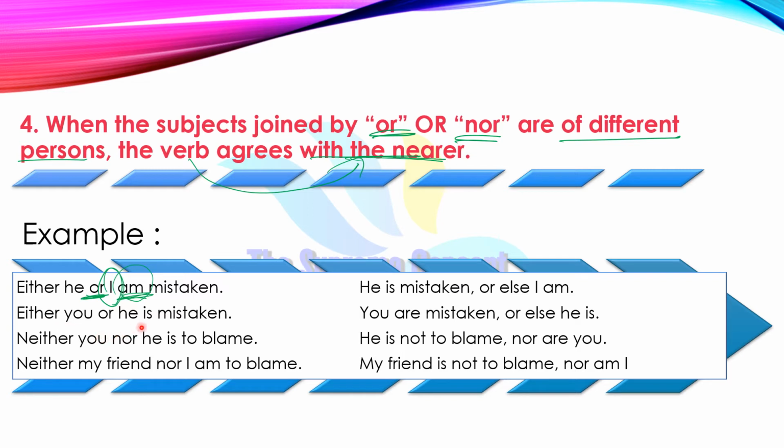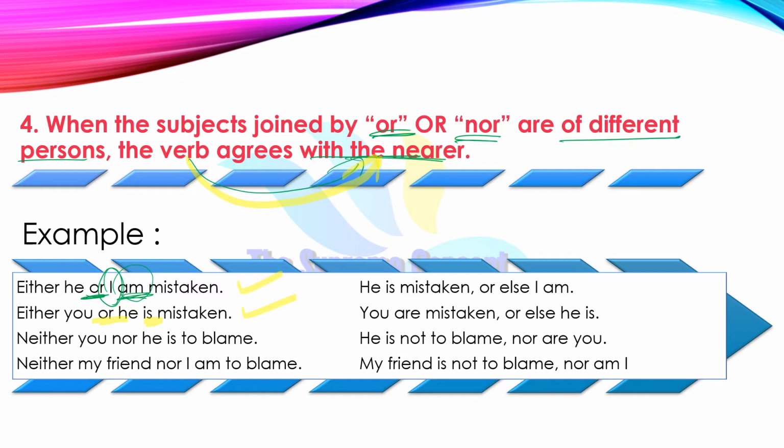Either you or he is mistaken. Here again, you is a different subject and he is a different subject, so they are connected by or. As you can see, both are connected by or. But as per this rule, the verb agrees with the nearer subject. So the nearer subject is he. So for he, we are using is here. Auxiliary verb is. I hope this is clear to you by now.